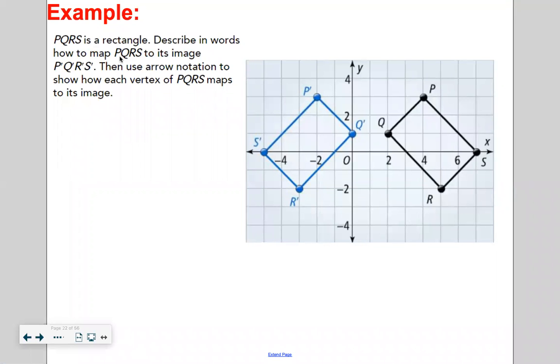In this question, PQRS is a rectangle. Describe in words how to map PQRS to its image P prime, Q prime, R prime, S prime. Then use arrow notation to show how each vertex of PQRS maps to its image.